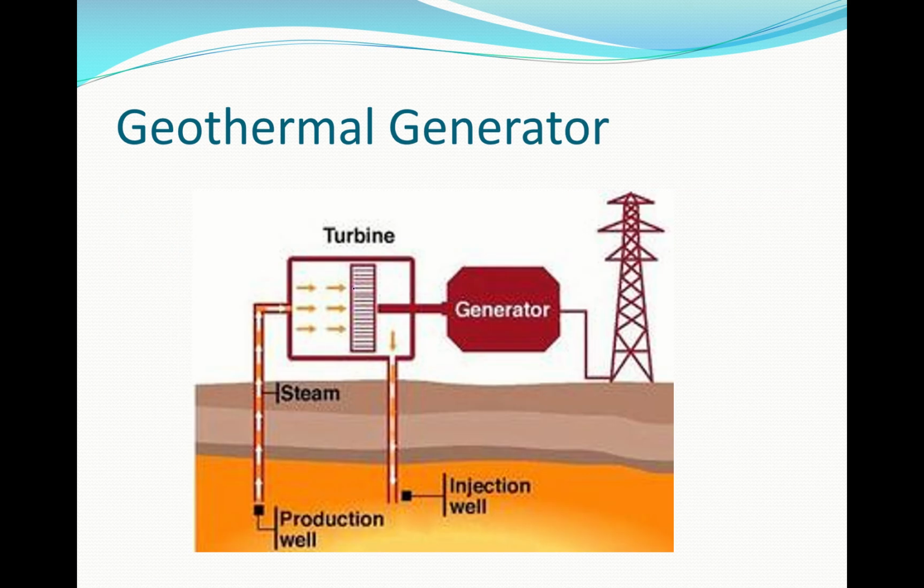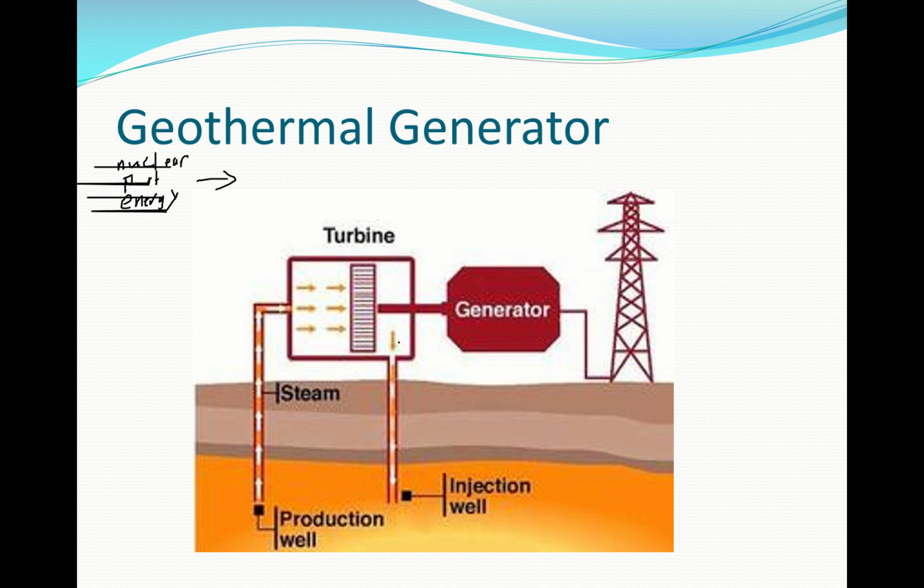So this is a geothermal generator. So our source is the radioactive decay inside of the Earth. So nuclear potential energy. Nuclear potential energy is our starting energy source, right? That's where geothermal energy comes from.